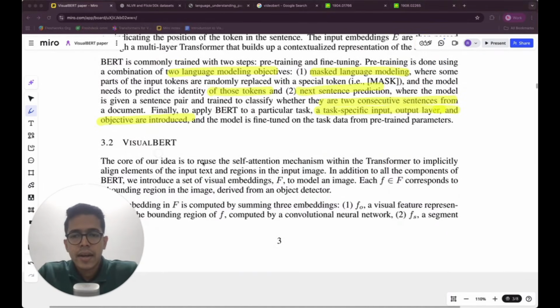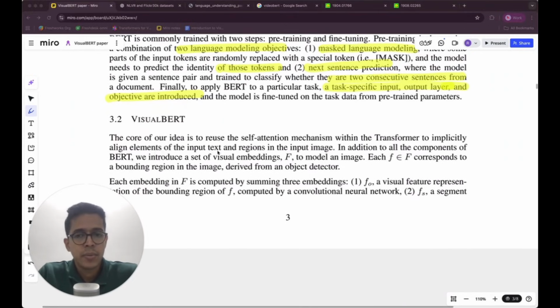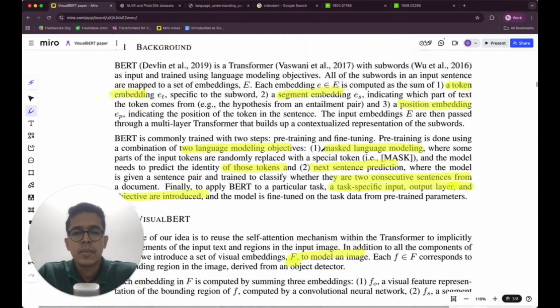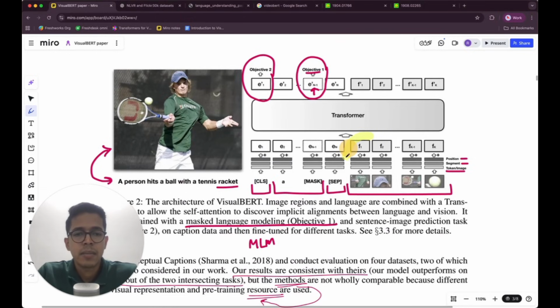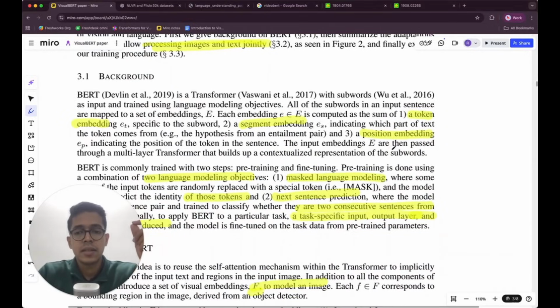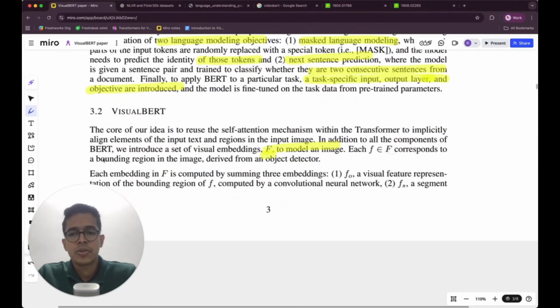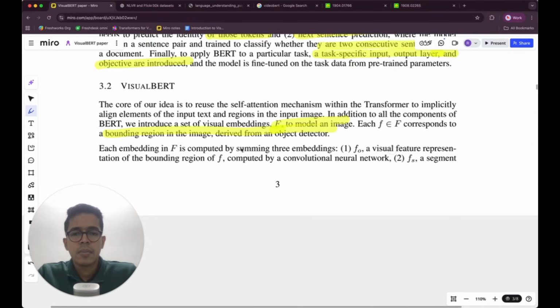The core of our idea is to reuse the self-attention mechanism within the transformer to implicitly align elements of the input text and regions of the input image. In addition to all the components of BERT, we introduce a set of visual embeddings F to model an image. This we saw in figure number 2. These are all visual embeddings. Basically, image regions which you get from Faster RCNN converted into a sequence of tokens. Each f belonging to capital F corresponds to a bounding region in the image derived from an object detector. Each embedding in F is computed by summing three embeddings.